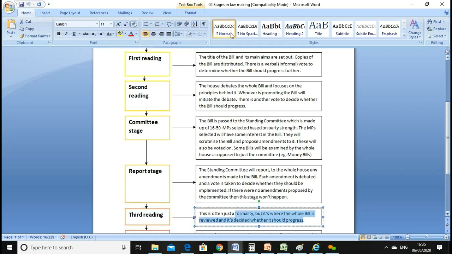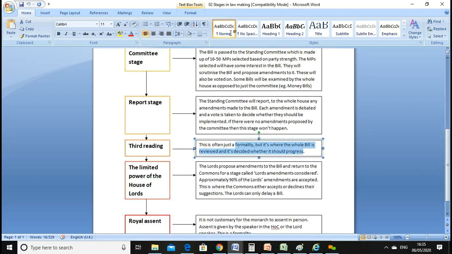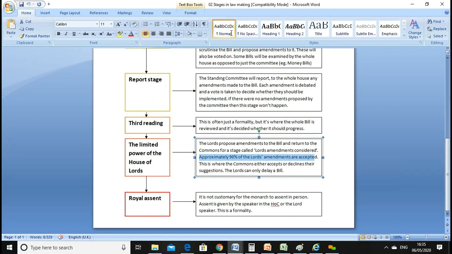Further, we look at the limited power of the House of Lords. The Lords amend the bill and return it to the Commons stage again, and the Lords' amendments are considered. Approximately 90% of the Lords' amendments are accepted. Then it becomes a law.